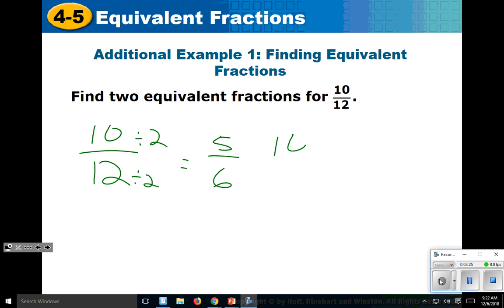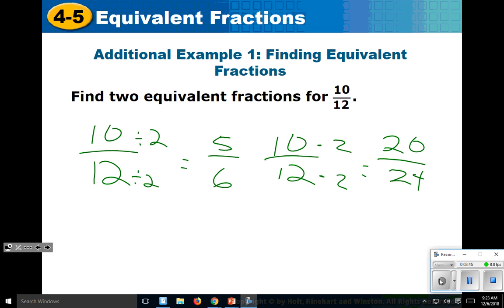Now, we could go 10 12ths, and we could scale it up by multiplying. And we can multiply by 2, we can multiply by 5, we can multiply by 10, 100, whatever, as long as it's the same number. 20 over 24.